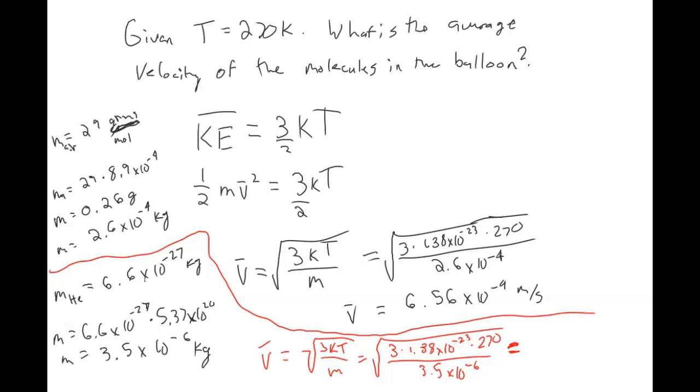So this is now 5.65 times 10 to the minus 8 meter per second. So those are just some of the examples of what we can do with the ideal gas law and this relationship between kinetic energy and temperature.